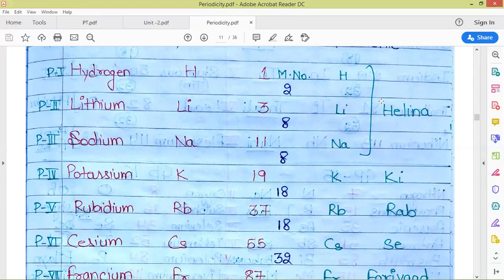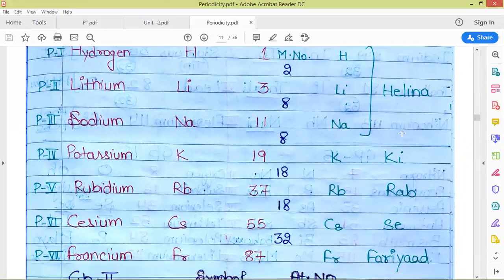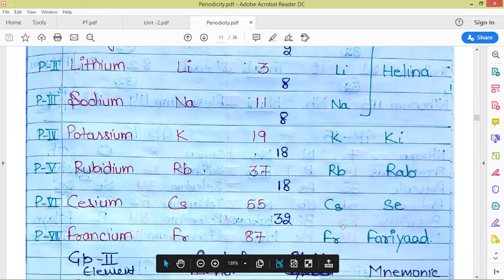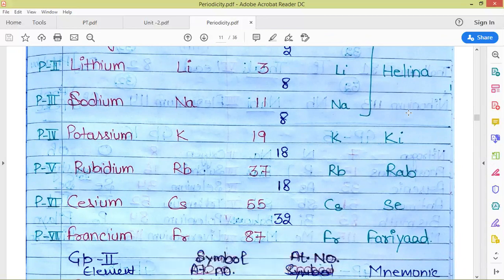The mnemonic for this group is: there is a girl named Helena, a Mohammedan girl, who is praying to God. So we remember it as Helena. All three elements make the name Helena. Ki stands for potassium, that is K. Rab stands for rubidium, se stands for cesium, and Faryad stands for Fr, that is francium. So we can memorize it as Helena ki rab se faryad. That means hydrogen, lithium, sodium, potassium, rubidium, cesium and francium.